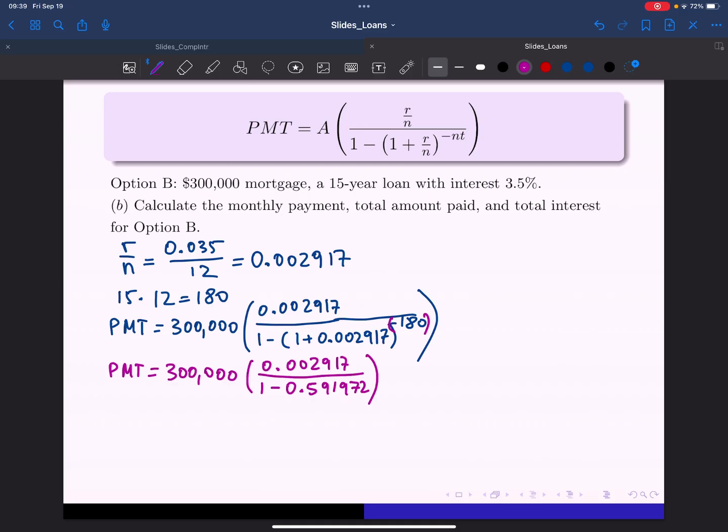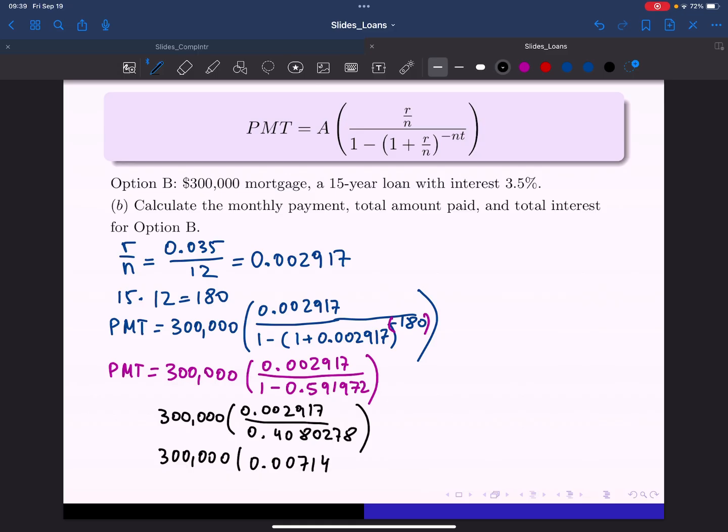So we have 300,000 times 0.002917 divided by 0.408028, and when we divide those two together, we are getting 300,000 times 0.007149, and when we multiply them together, the monthly payment becomes 2,144 and 71 cents. So this is the monthly payment.